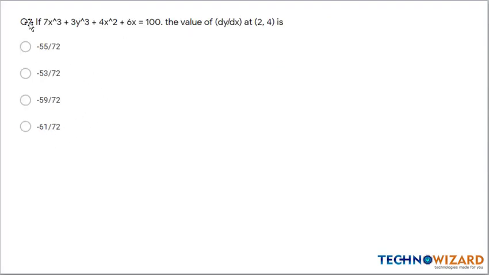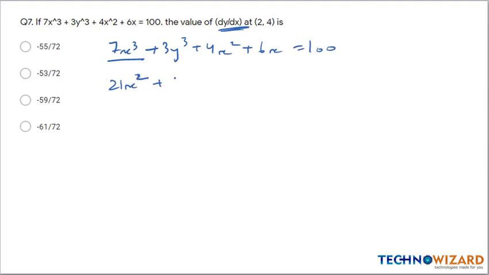Next question. Question number 7. They have given us an equation that is 7x cube plus 3y cube plus 4x square plus 6x is equal to 100. They have said find the value of dy by dx at (2, 4). Okay. I am finding the derivative for every term. 7 threes are 21, 21x square will be the derivative of this term, plus 3 threes are 9, y square. Now derivative of y is dy by dx, plus 4 into 2 is 8x plus 6 is equal to 0.